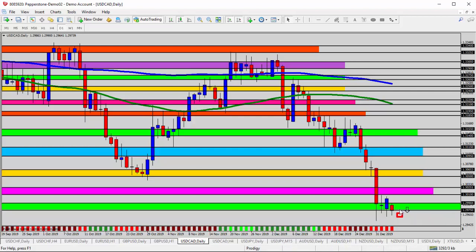Clearly, today, if the dollar goes bullish, it could turn right back around, go back up, and challenge the pink or the yellow or even the blue zone on the way back up. So we need to be watchful for that.